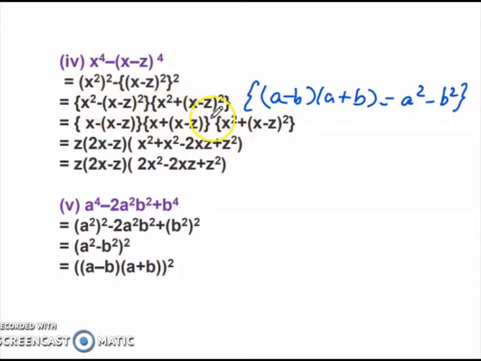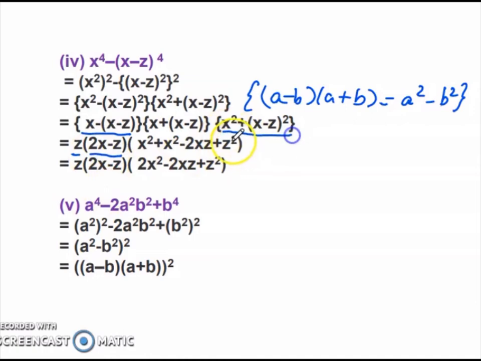Now the second term cannot be factorized further, but the first one can be further factorized, again using the same a minus b into a plus b. So x minus of x minus z into x plus x minus z. Then you can simplify this. So this part when you simplify further, x minus x plus z, minus of minus is plus, so this will become z. And the second bracket when you simplify, x plus x will become 2x and minus z. So this second bracket will become 2x minus z.